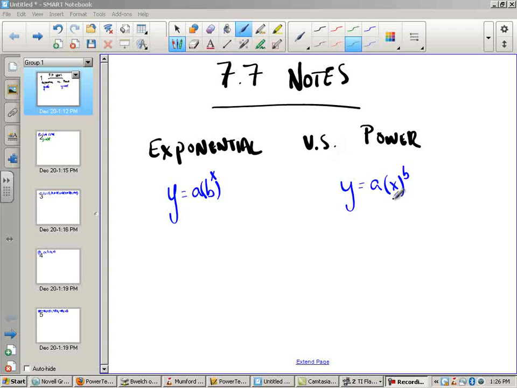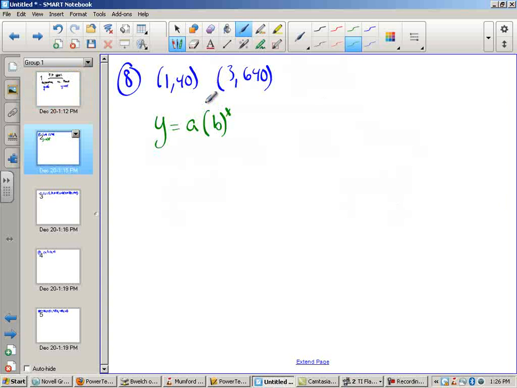And then we have what's called the power function. A power function is just that x has a power or an exponent applied to it. So this could be x cubed, it could be x to the third, fourth, fifth, any kind of power. It could also be a 1/2 or a -1. There's quite a few things that could be used as power functions. But our goal is to use one of these two equations to get the equation from data.